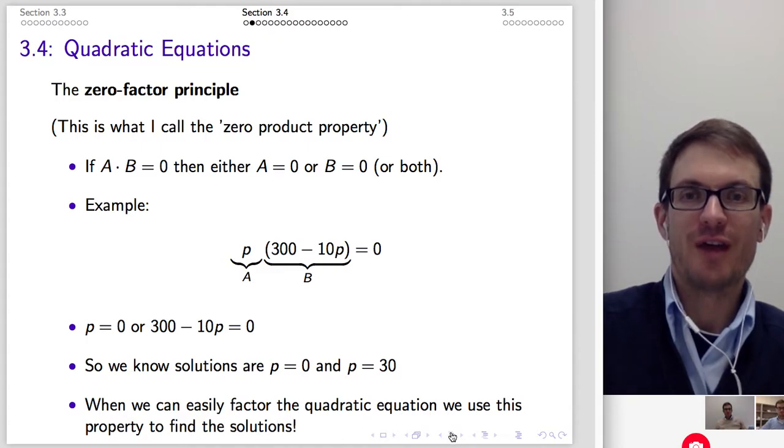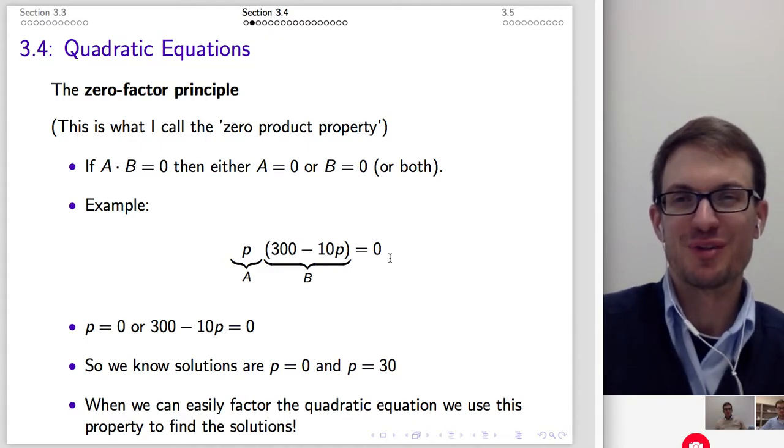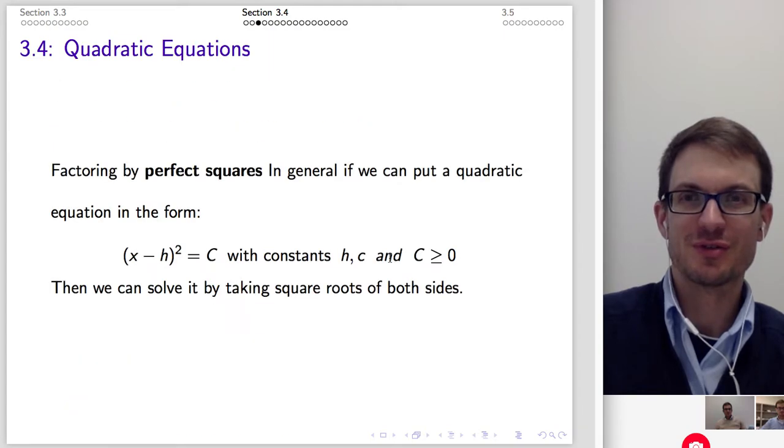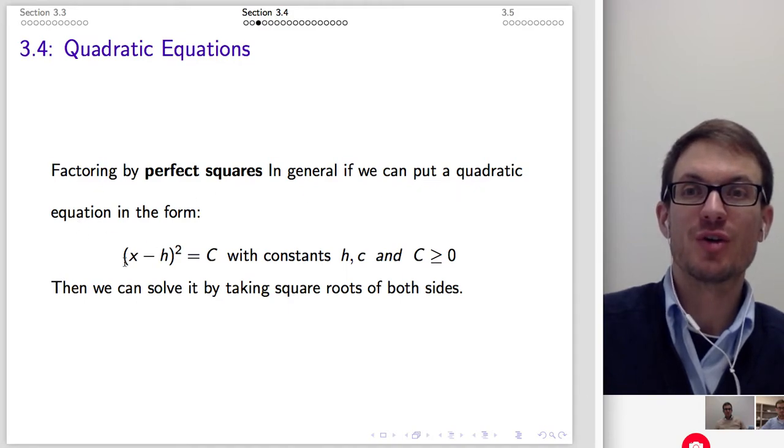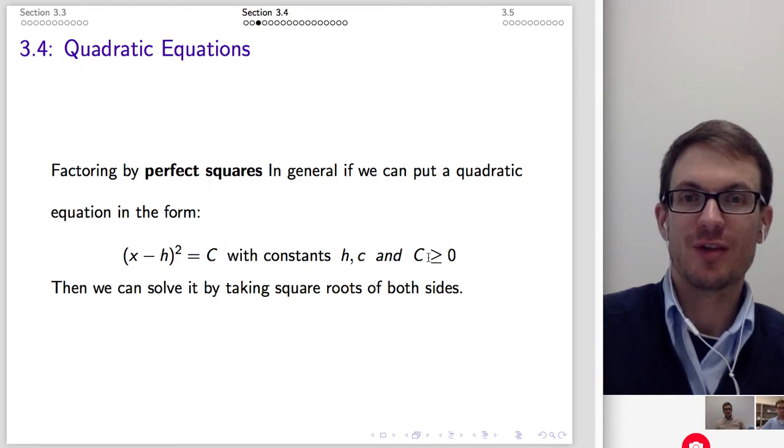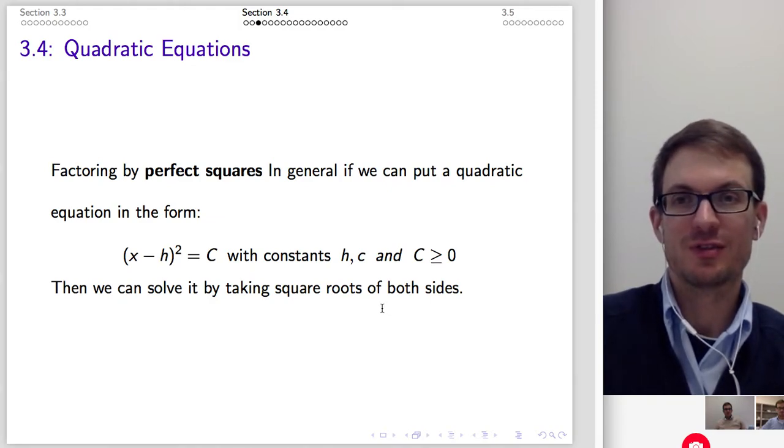When we can easily factor the quadratic equation, we use this property to find the solutions, to find the zeros. All right. The other thing, factoring by perfect squares. In general, if we can put a quadratic equation in this form, (x minus h) squared equals c, with constants h, c, and c positive, we can solve it by taking square roots of both sides.